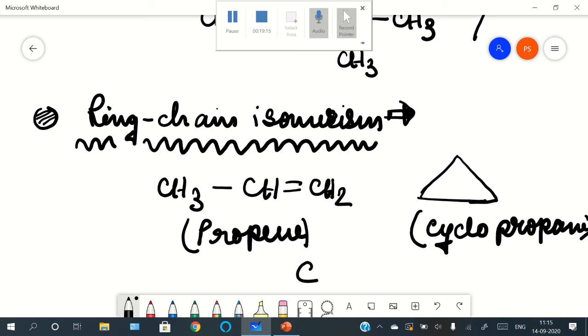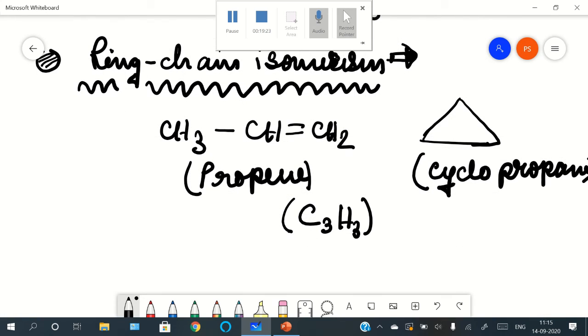Both of them have molecular formula C3H6. Both of them are isomers of each other having similar molecular formula, but one has a chain structure, another one has a cyclic structure. That's why the name suggests ring chain isomerism.